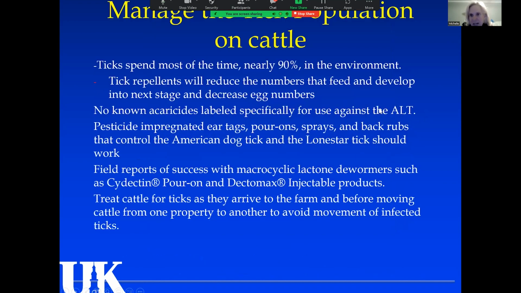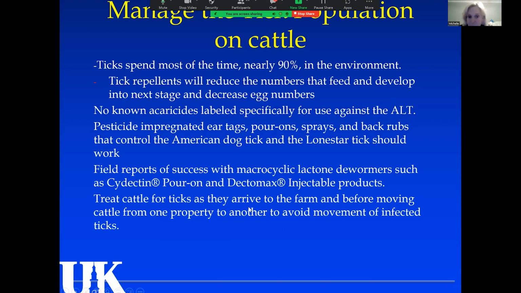So what do you do? How do you manage that population of ticks when they're on the cattle? Ticks spend most of their time, 90%, in the environment, so you don't get a whole lot of control on the animal, but it still helps. These tick repellents reduce the numbers that feed and develop into the next stage. They decrease egg numbers as well. You won't find any chemicals that are actually labeled for this Asian longhorn tick, but anything that's labeled for the American dog tick or Lone Star tick should work just as well on this tick.